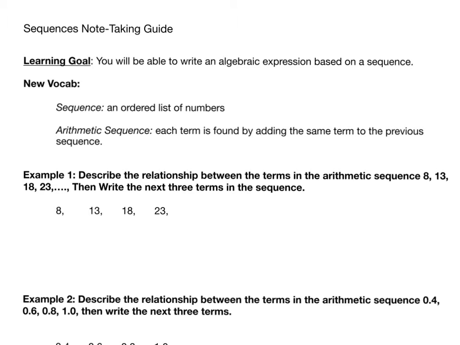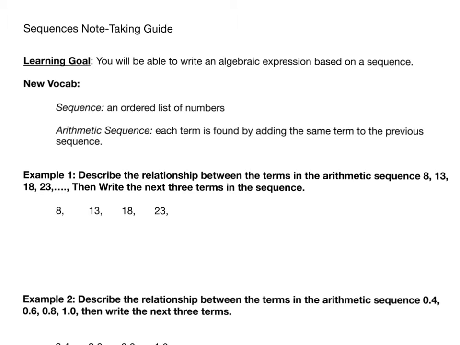An arithmetic sequence, which for some crazy reason I call an arithmetic sequence just because I like the sound of it. Each term is found by adding the same term to the previous sequence. Let me show you what I mean. So example 1. Describe the relationship between the terms in the arithmetic sequence 8, 13, 18, 23. Then write the next 3 terms in the sequence.